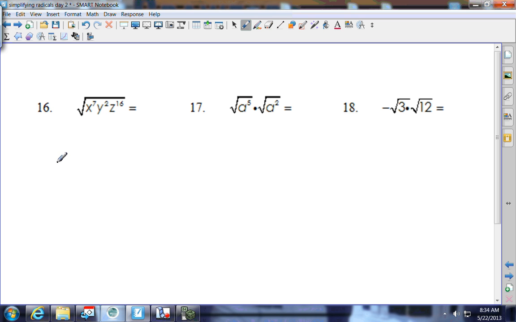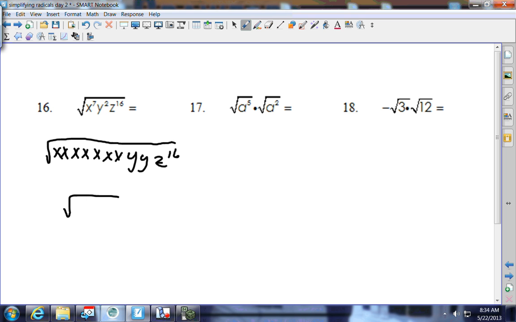Okay, number 16. It says x to the 7th. 1, 2, 3, 4, 5, 6, 7. Y squared. That means 2 y's. Woo, z to the 16th. That means I'll just write z to the 16th for a second. All right.